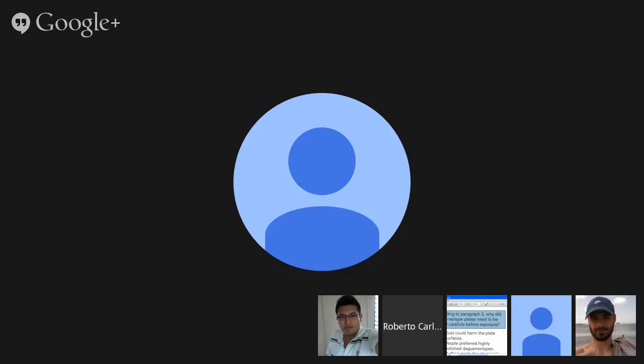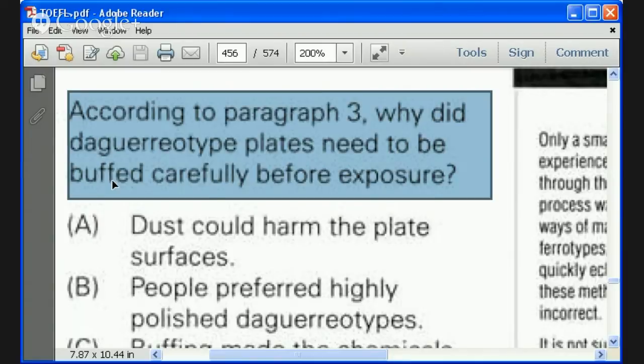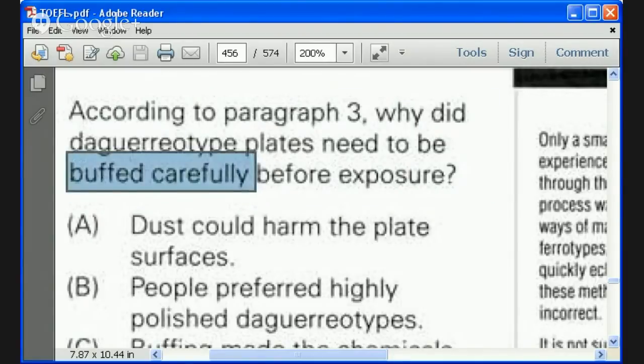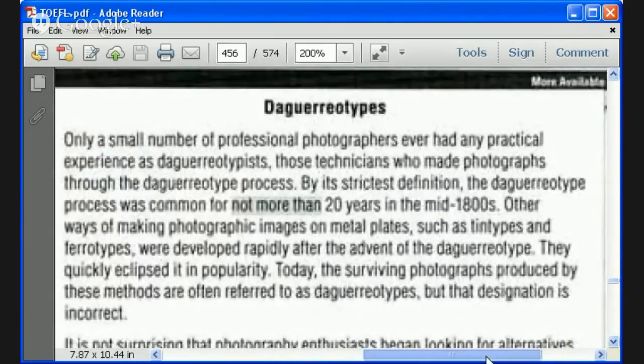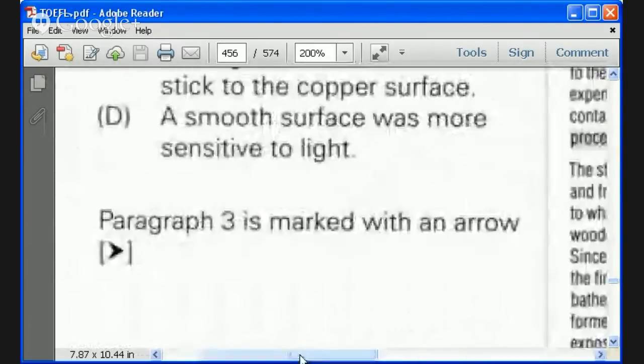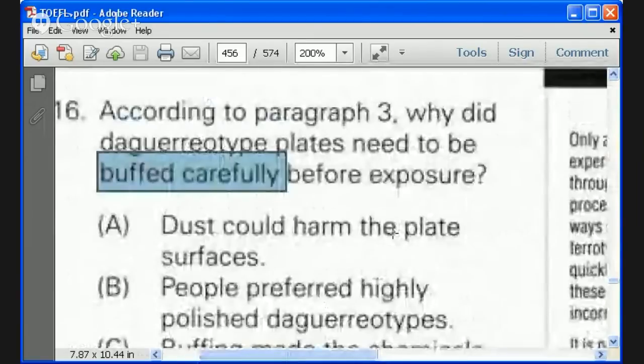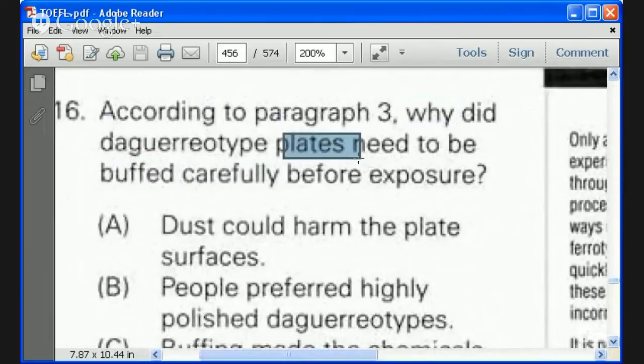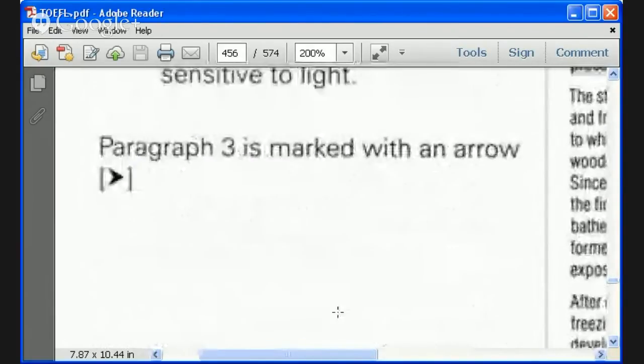Buffed carefully. I like that. Very good. Roberto went right to the key verb or the key action. Nice. Good strategy, Roberto. All right, let's go for it. Let's buff it out. So again, remember that we're looking for why. To simplify the question, why the plates are buffed carefully. That's what we're looking for in paragraph 3.